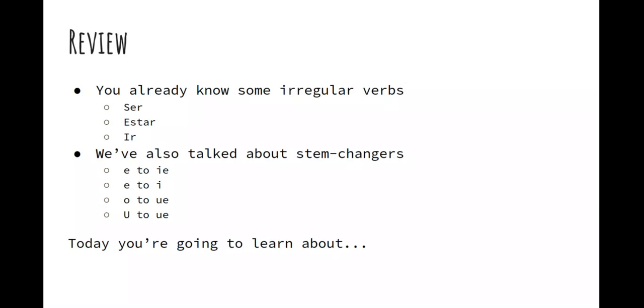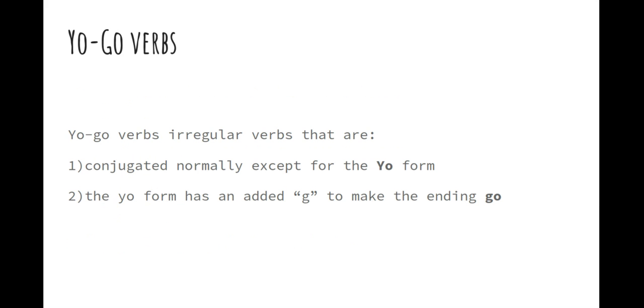Review. We already know some irregular verbs. We know ser, estar, ir, all irregular. They don't follow a normal pattern. And then we have talked about stem changers. Those are also irregular verbs. We've done e to ie stem changers, e to i, o to ue, u to ue, all those. And today you're going to learn about yo-go verbs. This is where your notes should start. Please write down on your paper right now, yo-go verbs.